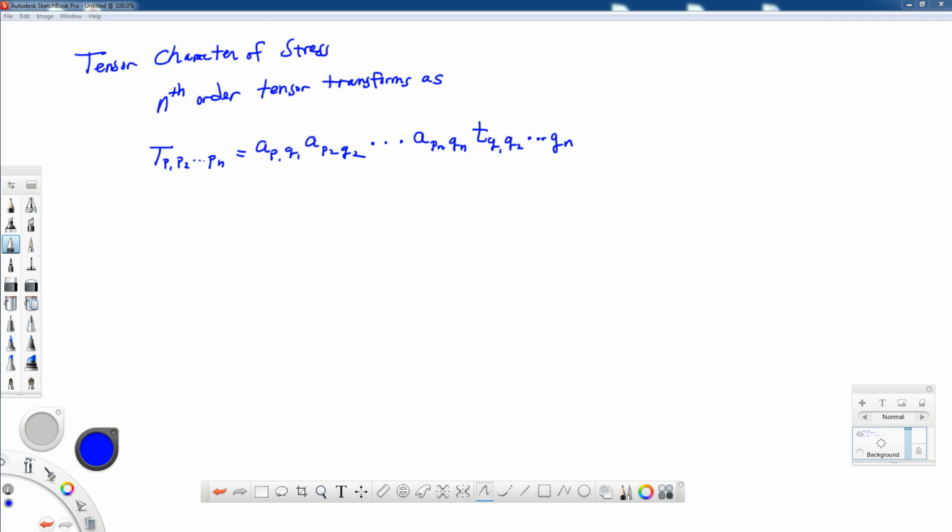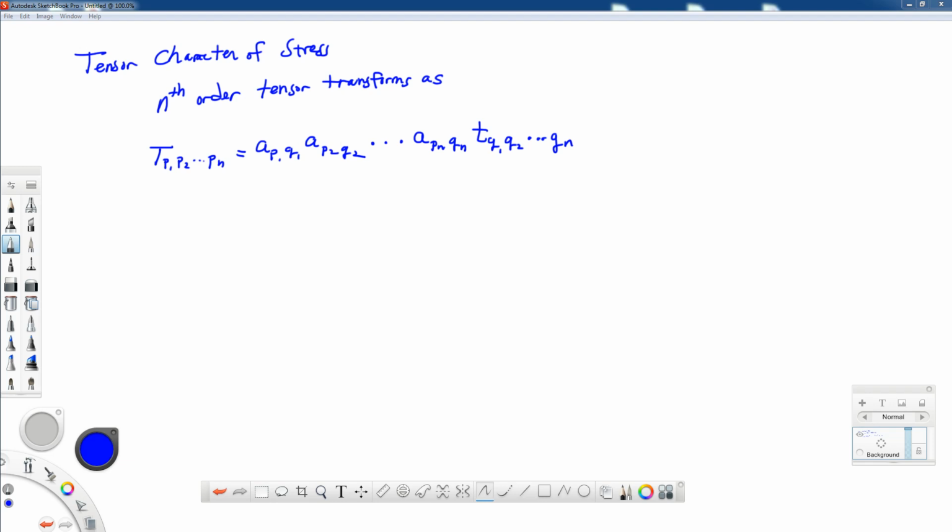In this lecture, we're going to talk about the tensor character of stress. Now, I've left it as a take-home midterm problem for our class to show that stress is a second-order tensor. And in general, an nth-order tensor transforms according to this definition.